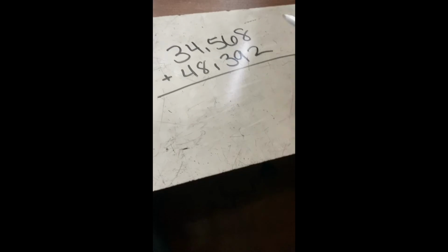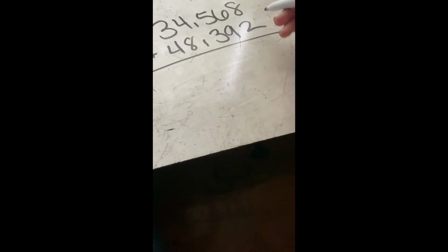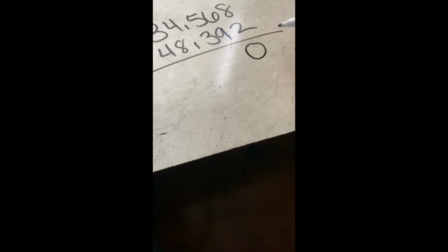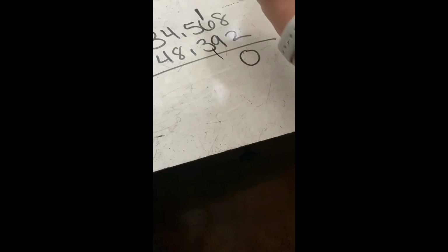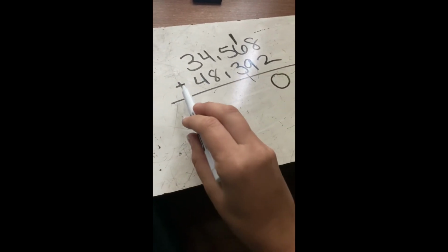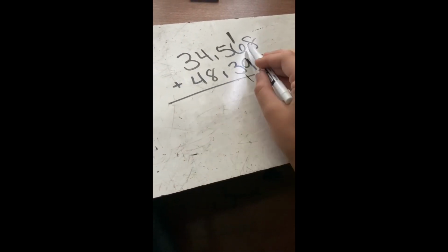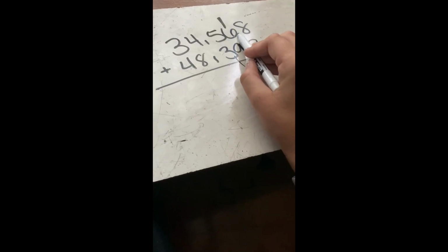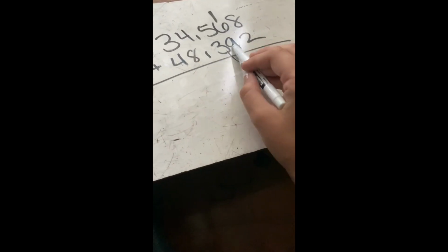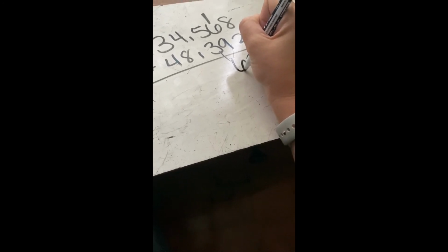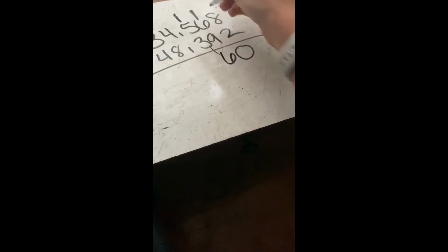ones place. You need to add your 8 plus your 2. That makes 10. Miss Flint, 10 is too big. You better carry that 1 up into the tens place. 1 plus 6 is 7. 7 plus 9 is 16. Miss Flint, 16 is too big. You better carry that 1 up into the hundreds place because really we know that's 160.